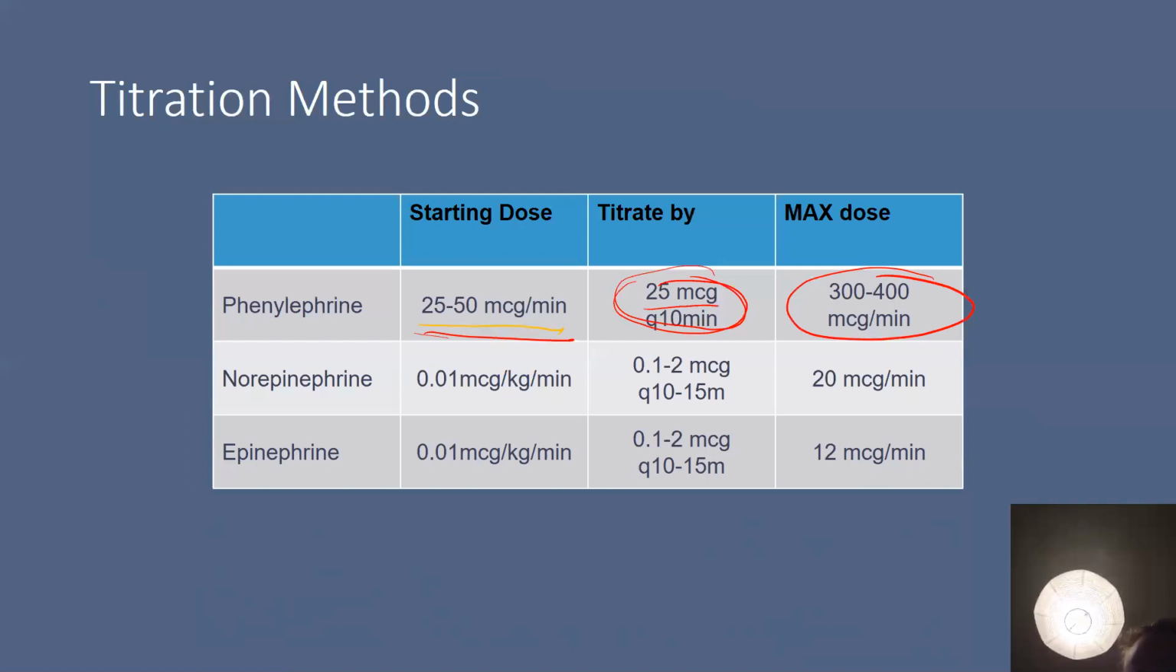Versus norepinephrine and epinephrine. The norepinephrine, there's two different ways to dose this. You can go multiple micrograms per kilo per minute, or you can go micrograms per minute. Typically, we're starting at about 2 micrograms per minute for our norepinephrine dose. We're titrating by about 2 micrograms per minute, and our max is 20. Compare that to epinephrine, which starts at 2 micrograms per minute and maxes out at 12. So that's going to tell you epi is much more potent than norepinephrine, and phenylephrine is the least potent.